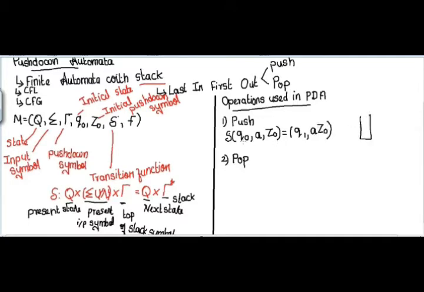So Q naught is my present state, A present input, Z naught top of the stack. Previously Z naught was on top of the stack, and now the next state is Q1. I have pushed this A, that is input A, to the top of the stack. So right now A will be on top of the stack. So this is push operation. Next I am going to explain pop operation.